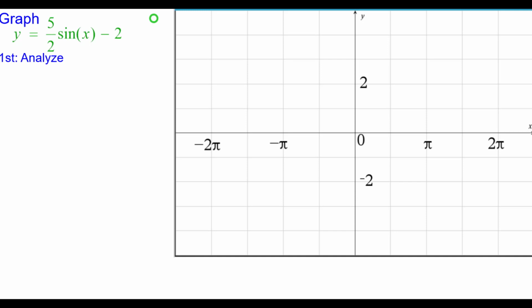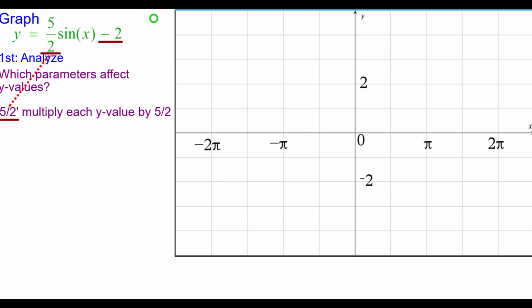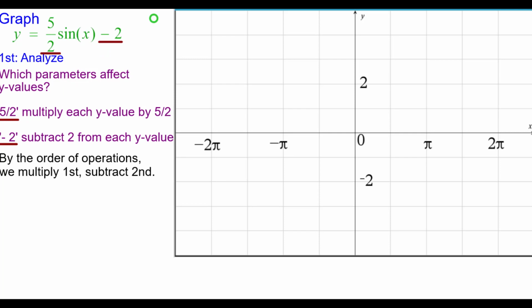All right, let's first analyze this. Notice that no parameters affect the x values. But which parameters affect the y values? That would be the 5/2 times and the minus 2. The 5/2 multiplies each y value by 5/2. The minus 2 subtracts 2 from each y value. By the order of operations, we multiply first and then subtract second.